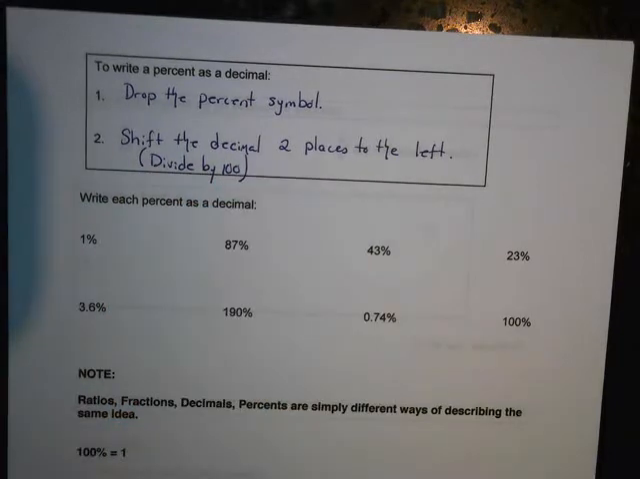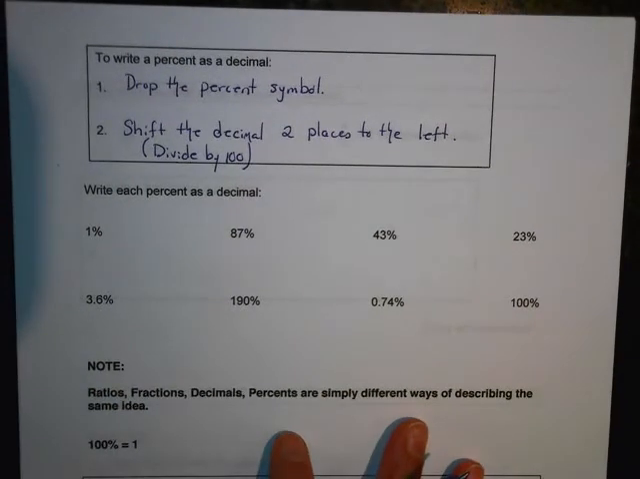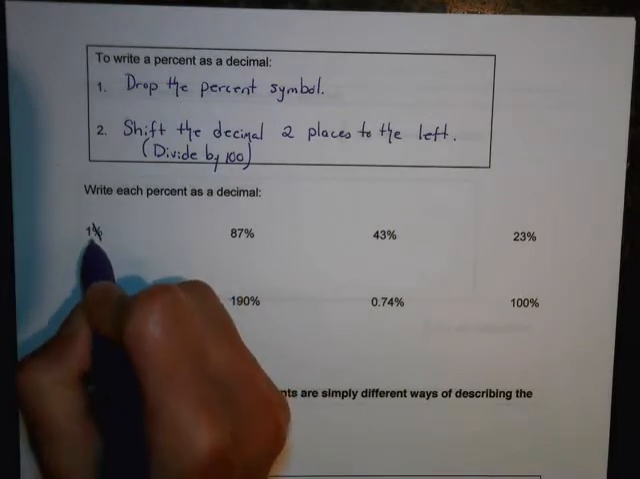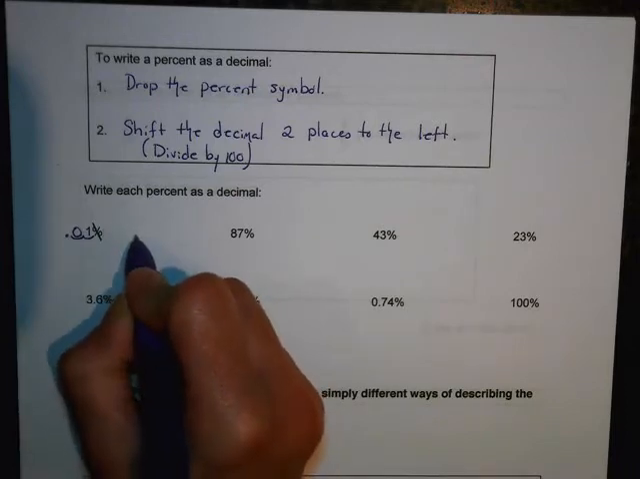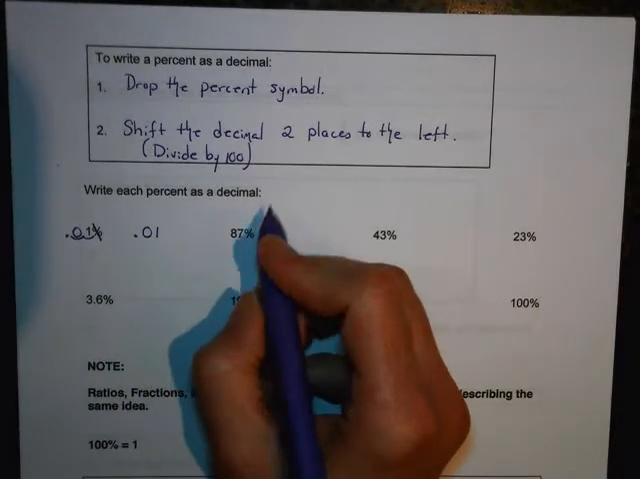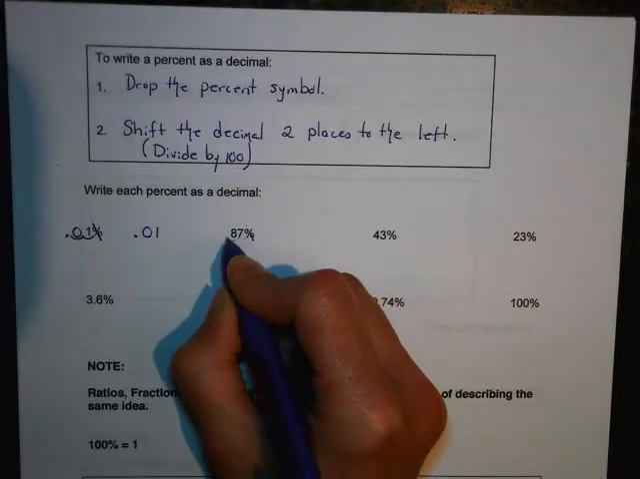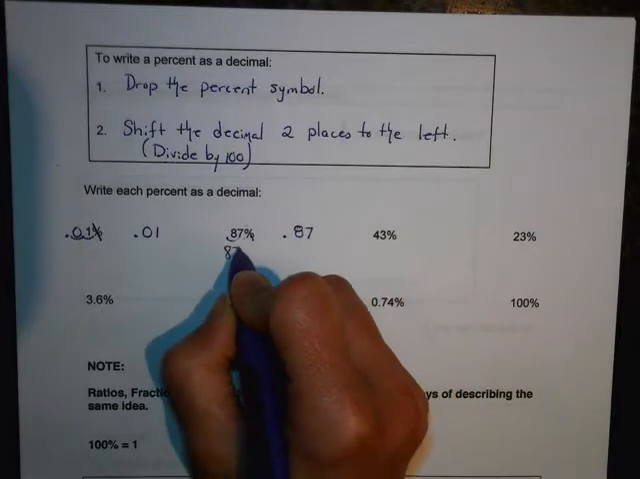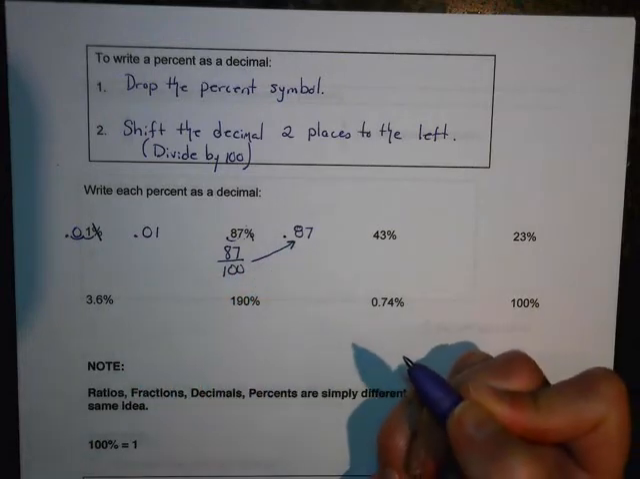I'm a decimal shifter. So drop the percent symbol and shift the decimal two places to the left. So 1% is the same as 0.01. So 87%, if we drop the percent symbol and shift the decimal two places to the left, it's 0.87. Right? It's 87 out of 100, which is 87 hundredths.